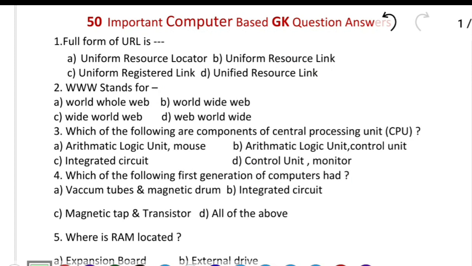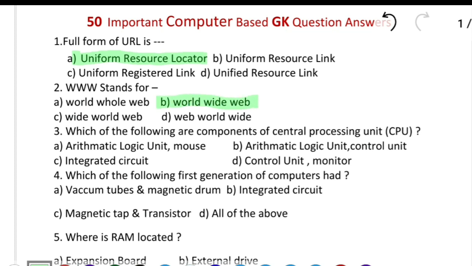In this video we are going to learn 50 important computer based GK questions with answers. So let's start. Question number 1. Full form of URL. Full form of URL is Uniform Resource Locator. Option A. Question number 2. www stands for World Wide Web. Option B is right answer.